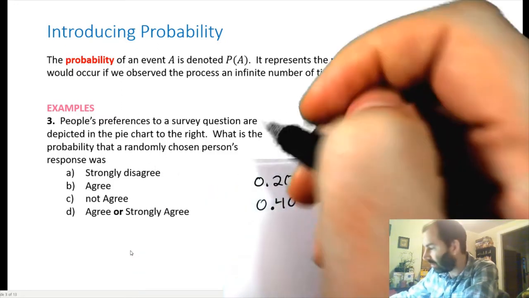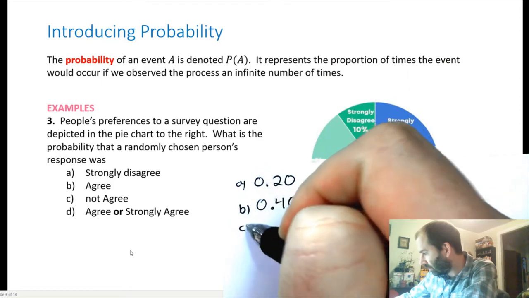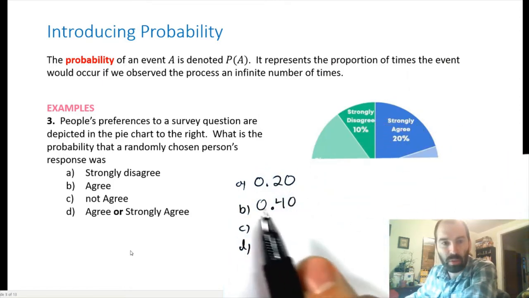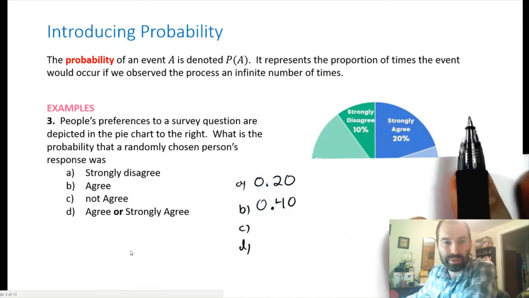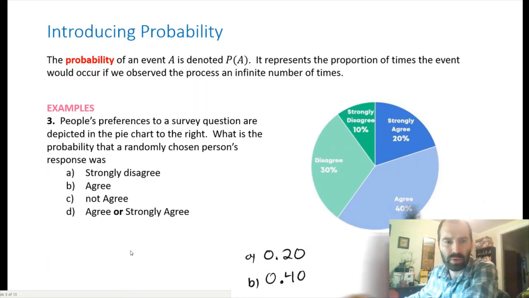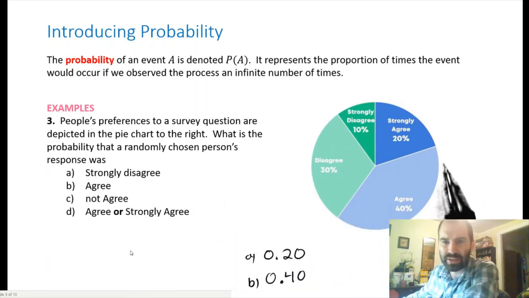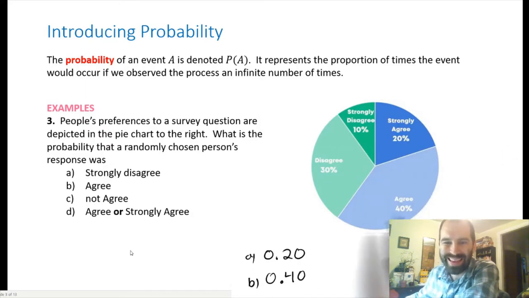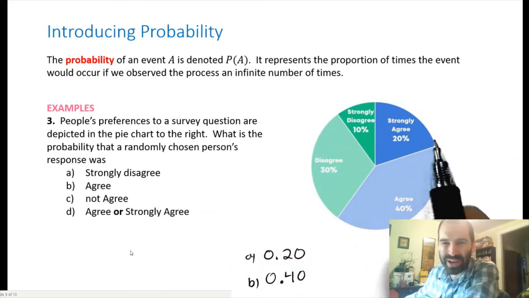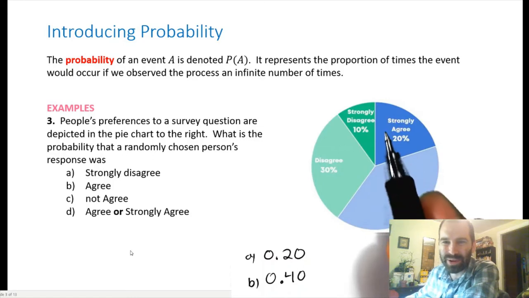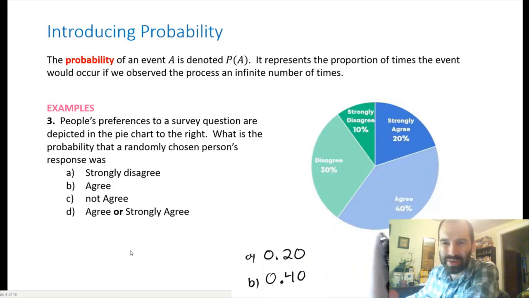And what about, let me label these so it's a little easier to see. What about the probability that they do not agree? Well, not agree means the opposite of these people, okay? Well, that one's a little vague, isn't it? Do I mean the opposite of these people, or do I mean the opposite of this group? Maybe if they don't agree, it means they're not the people who agree, nor are they the people who strongly agree, right? So it looks like it would be the opposite of these people.